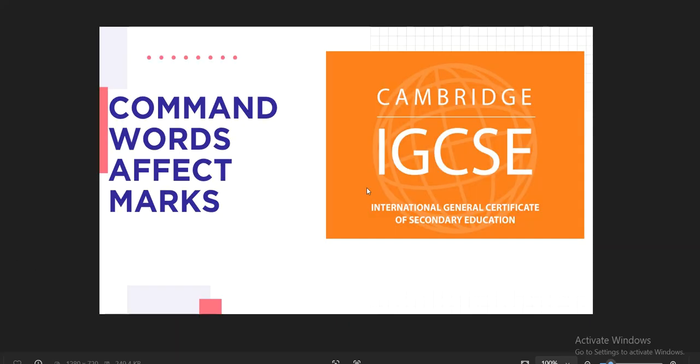So the next important thing is to discuss why these command words can affect your marks. Here's something every IGCSE student needs to understand: even if you are writing accurate information, you can still lose marks, because if your answer doesn't match the command word, you can lose it. Cambridge examiners don't just mark what you know, they mark how well you understood the question they are demanding.